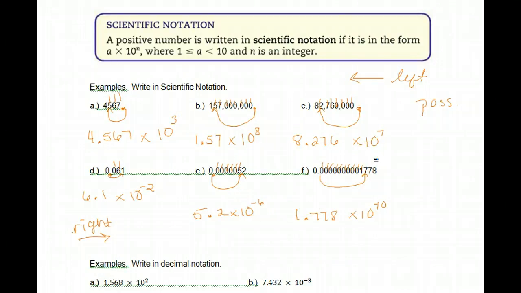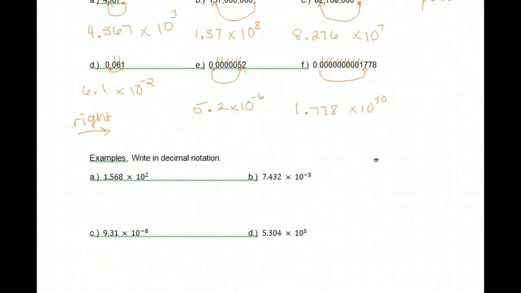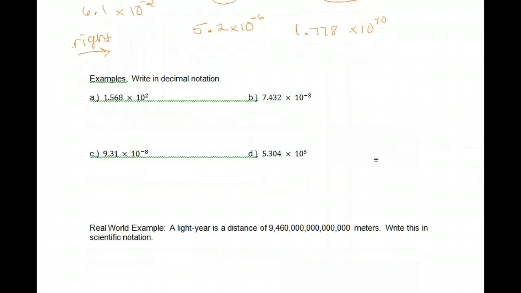Now that you know how to write in scientific notation, it is also extremely important for you to be able to go the other direction and write in decimal notation. So letter A shows us that when we're given scientific notation, we should be able to write it in decimal. So if we have 1.568 times 10 to the second power, this tells us how many places to move that decimal. So we're going to pick it up and move it 2 places.